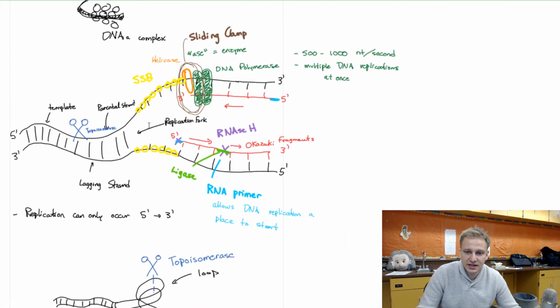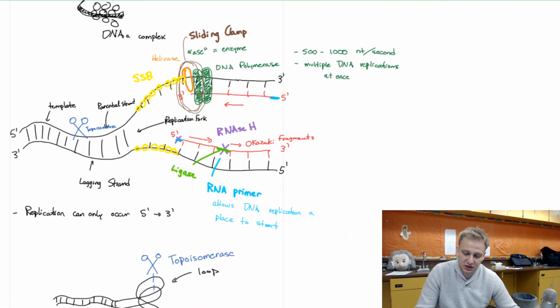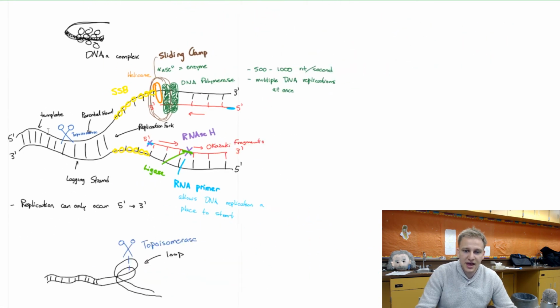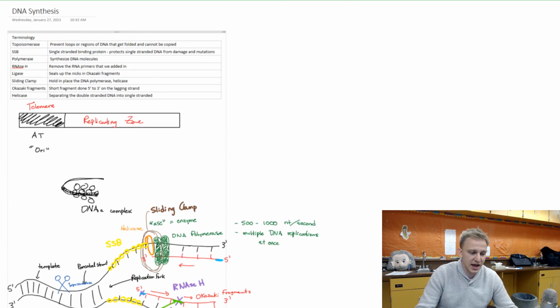But that's the idea of DNA replication. There's a lot of different parts, and the key thing to remember is that we can only go in the 5' to 3' direction. For the leading strand, or the parental strand, we can go this direction, and that's a nice and easy process. For the lagging strand, the strand that lags behind a little bit, we need to create these Okazaki fragments. And that is the process of DNA synthesis and DNA replication.